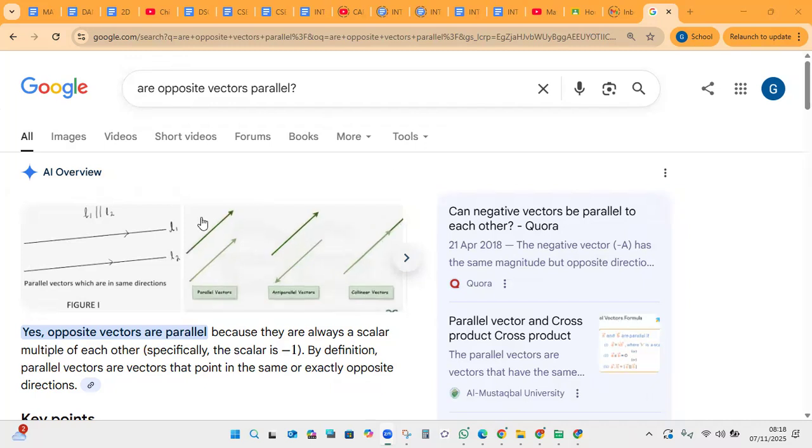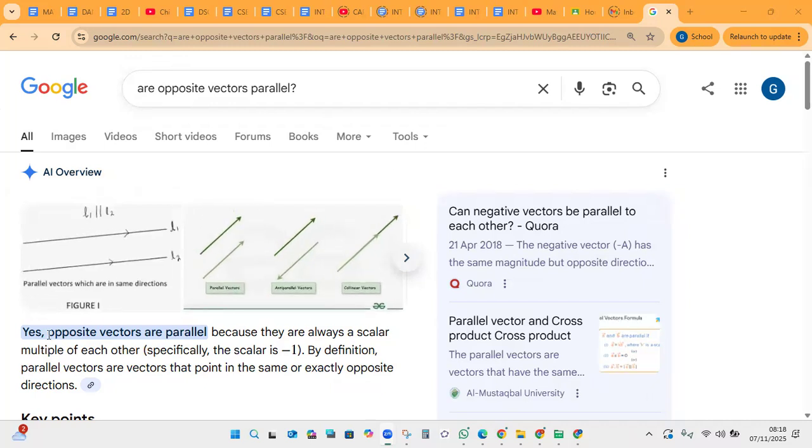And here it is confirmed. I asked Google, just to confirm, are opposite vectors parallel? It says, yes, opposite vectors are parallel because they are always a scalar multiple of each other. Specifically, the scalar is -1. So by definition, parallel vectors are vectors that point in the same direction or exactly opposite directions.